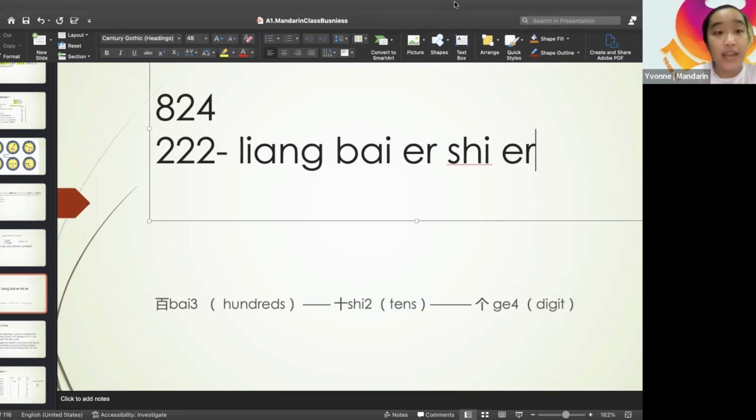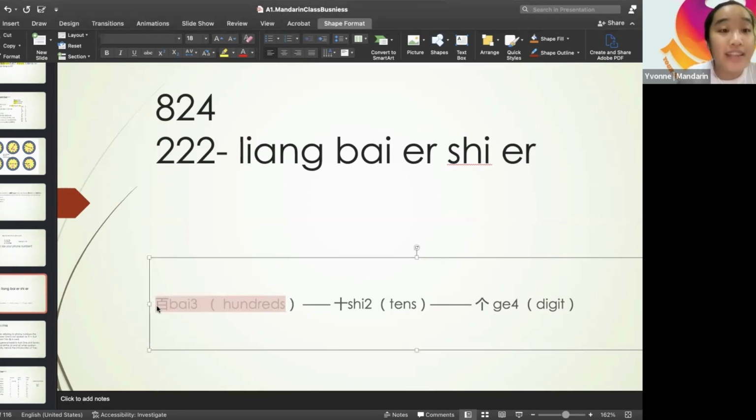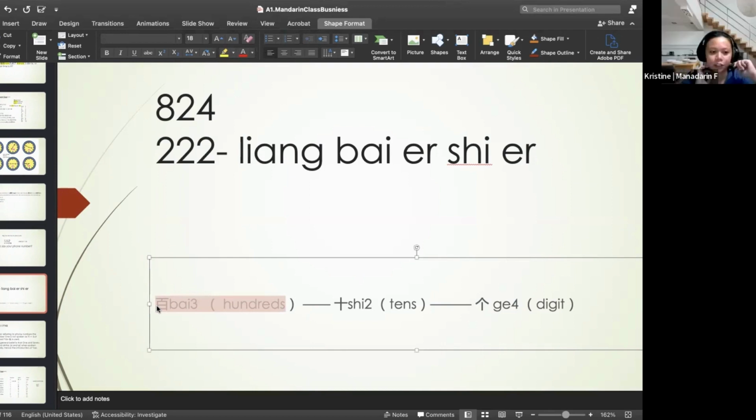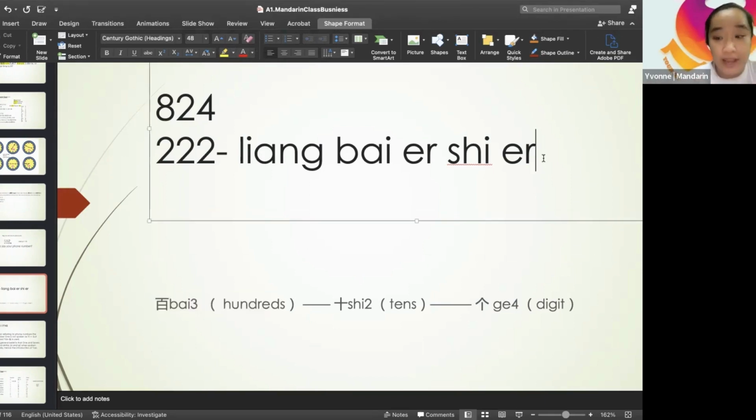For here, just remember, starting from the hundreds, you would change 二 to 两. Change 二 to 两. But for the tens, it would still remain the same. You don't have to touch that. Is this clear? Because I know this is confusing. Yes, it's confusing. So let's take it slow, okay? Let's do more examples with 2.